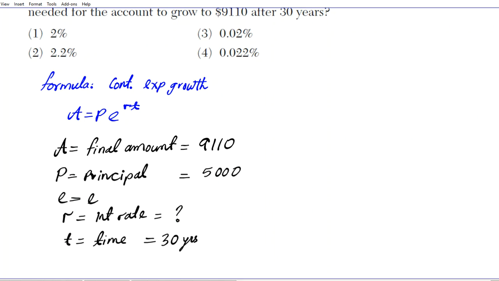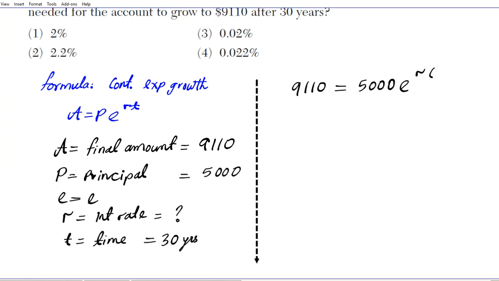Let's go ahead and plug them into our continuous exponential growth formula. So we're going to have 9110 is equal to 5,000 e to the rate r times time 30. Okay, so all I'm doing is following this format here: A equals P e to the RT. That's what I'm doing.